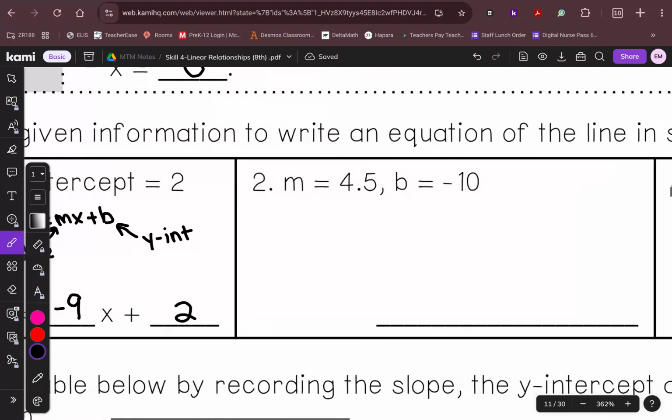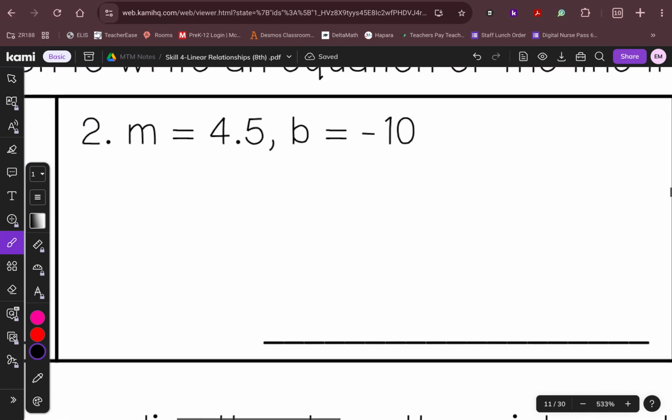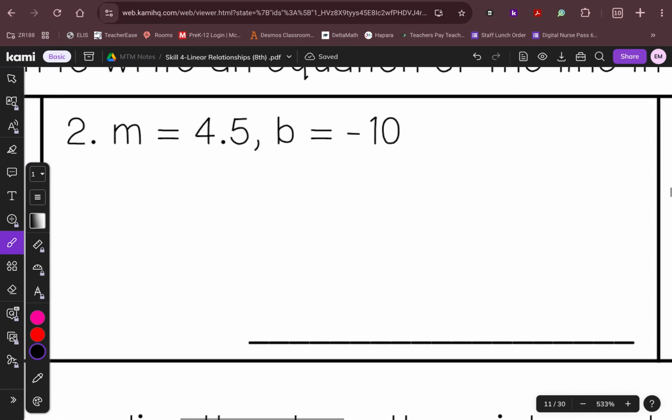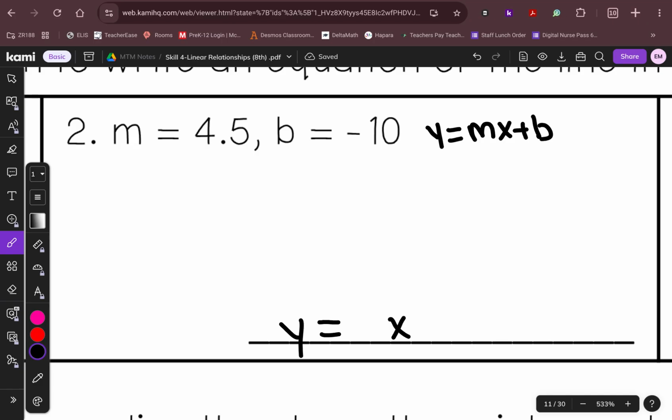Okay, let's go to number 2. All right, so we know that it's going to be y equals mx plus b. Okay, y equals x. Those are always going to be the same, okay? So my m is 4.5. I know that that goes right there, so I'm going to put 4.5 right here.